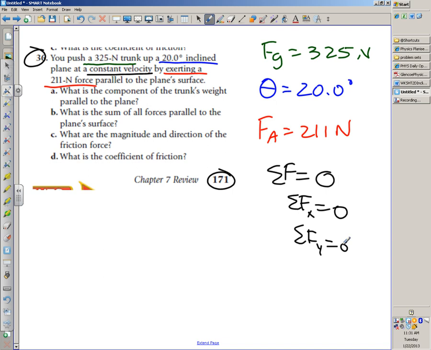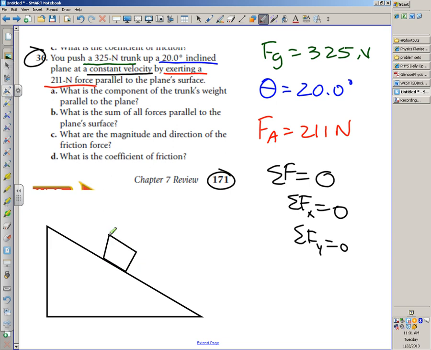Now let's draw ourselves a picture. So, my shapes, here's my inclined plane, here's my trunk, else before really needed to have somebody actually pushing it. So there we go. It helped their mental picture.